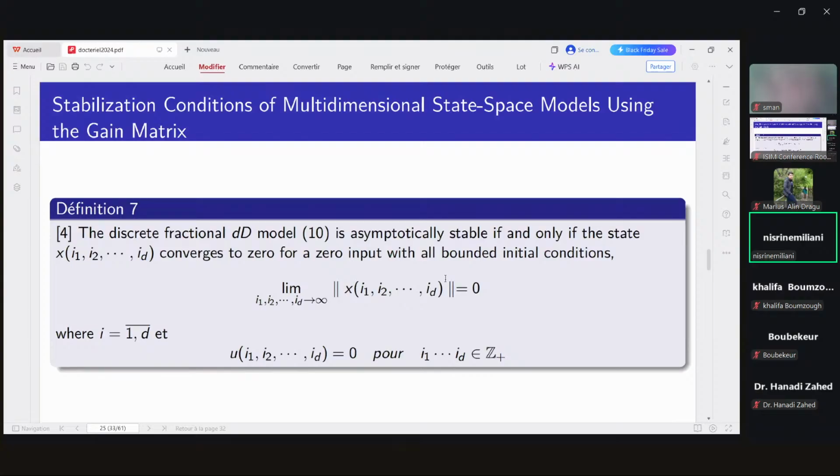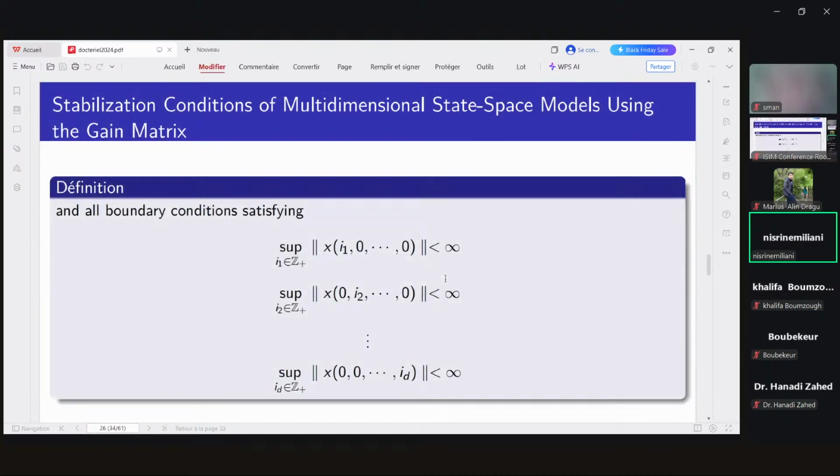Now we pass to the definition: the described fractional models are asymptotically stable if and only if the state trajectory X converges to 0 for a zero input, with all boundary conditions satisfying the requirements.